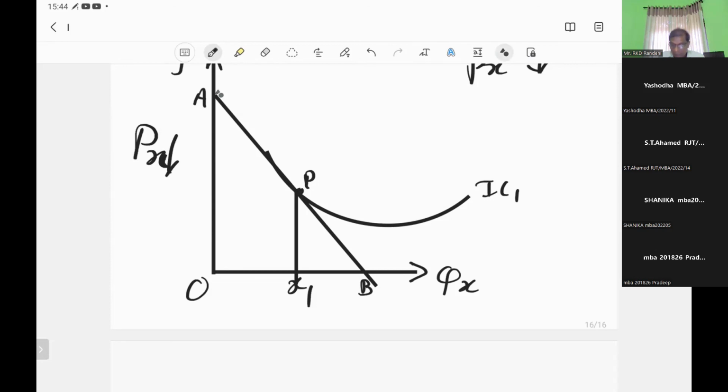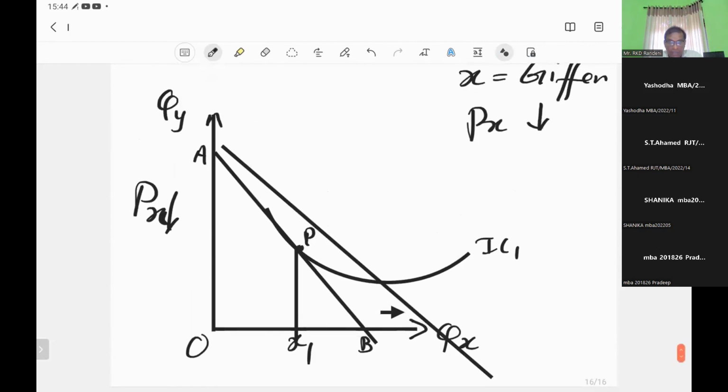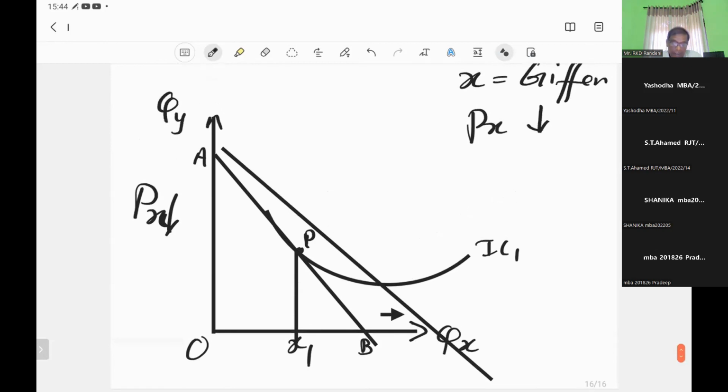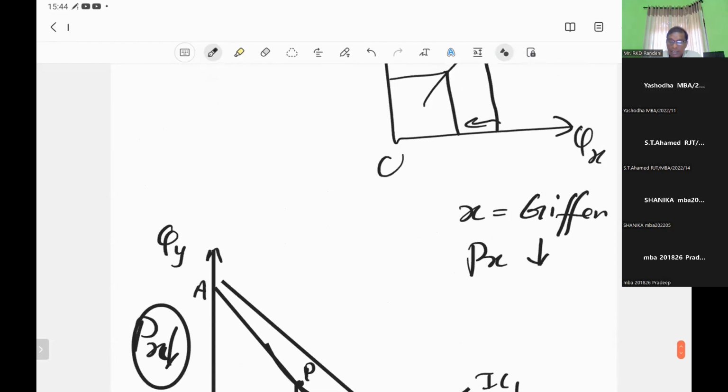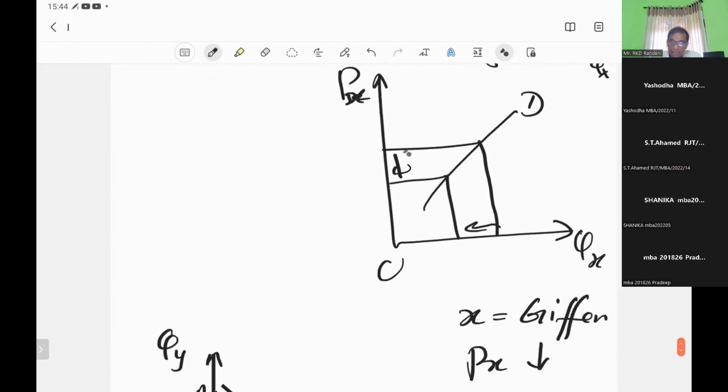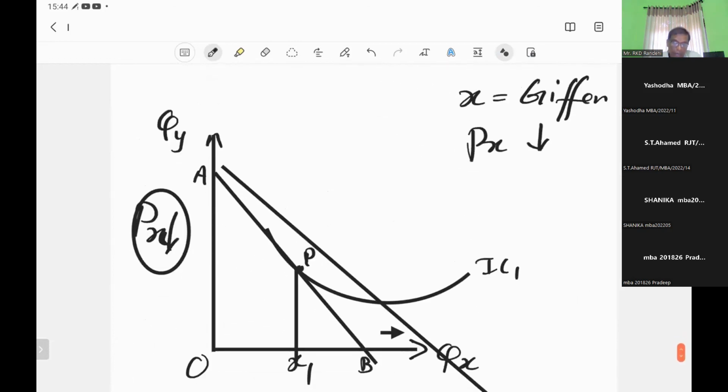Then the budget line shifts to the right-hand side. Now, according to the given concept, when the price is reduced, the quantity demanded also reduces. Now he will buy less than earlier, somewhere here, less than earlier.